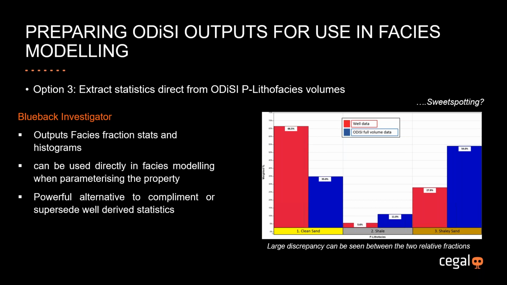And the third option is to get stuck into direct statistical analysis of your ODiSI p-lithofacies seismic volume. In particular here, we'd be looking at statistics on the facies proportions themselves. Complex or not, most conventional routines rely heavily on facies fractions provided either by yourself or directly from the well data. And it's usually a big point of contest.